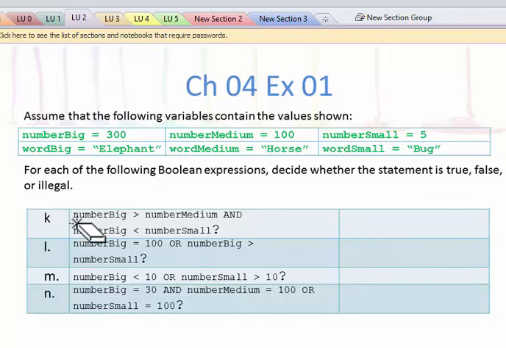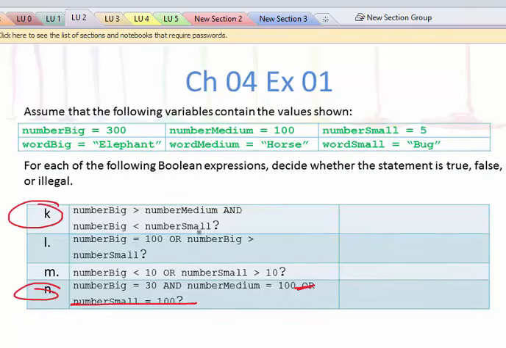I'm just going to carry on with this exercise on exercise 1. Just to recall, number big is 300, number medium is 100, number small is 5, word big is elephant, word medium is horse, and word small is bug. What we have is number big, which is 300, is greater than number medium, which is 100. And number big, which is 300, is less than number small, which is 5.